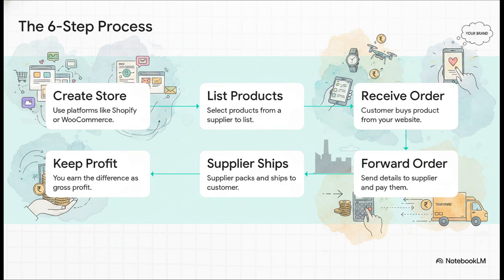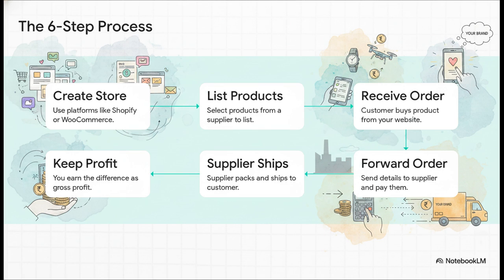Okay, let's say you find a product with a supplier price of 800 rupees and you list it for a selling price of 1299 rupees. Step 3, a customer visits your gorgeous new website and places an order for that 1299 rupees. Now for step 4. You just forward those exact order details over to your supplier and pay them that 800 rupee base cost.